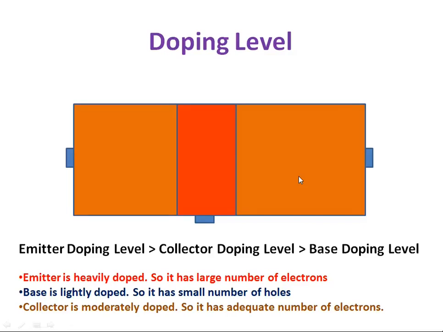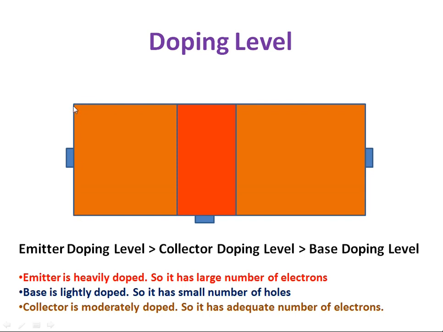Hello students, let us discuss the doping level of a transistor. You know very well, this is an NPN transistor. So this terminal is known as the emitter. Look at the statement: emitter doping level is greater than collector doping level, and collector doping level is greater than base doping level. So the emitter is heavily doped, so it has a large number of electrons.